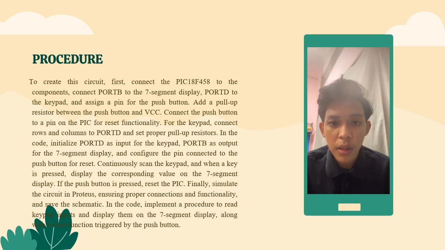Initialize port D as the keypad's input, port B as the 7-segment display output, and set the push button's pin to reset in the code. Continually scan the keypad and show the corresponding value on the 7-segment display when a key is pressed. Reset the PIC if the push button is pressed. Finally, simulate the circuit in Proteus, ensuring proper connection and functionality, and save the schematic. In the code, implement a procedure to read keypad inputs and display them on the 7-segment display, along with a reset function triggered by the push button.